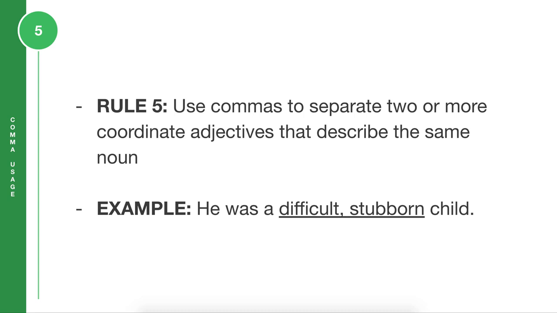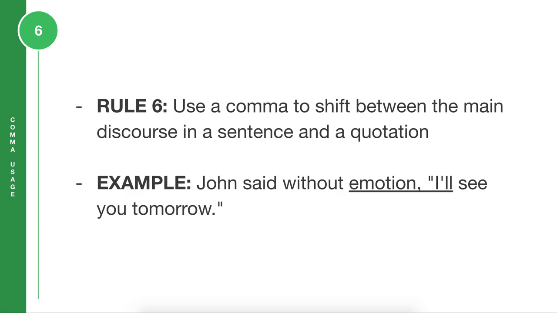Now, again, coordinate adjectives can sometimes be hard to identify. If you are reading a sentence and you notice that there are 2 adjectives, 2 descriptions that are describing the same word, I would just test it using that and. And if you can put an and between them, well, then there should be a comma between them. Here's our last rule. Rule number 6. Use a comma to shift between the main discourse in a sentence and a quotation.